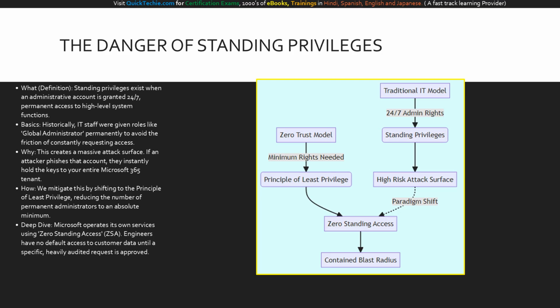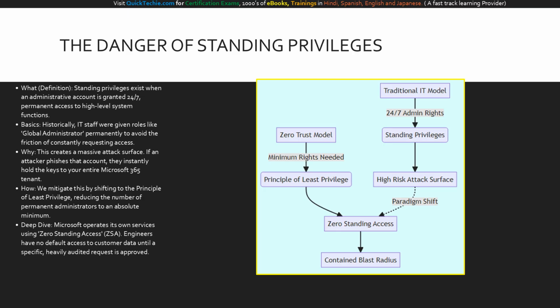The modern cybersecurity approach, deeply rooted in the zero-trust model, demands the principle of least privilege. This principle dictates that users should only hold the minimum permissions necessary to perform their exact tasks, and critically, only for the duration of that task. By shifting our mindset toward zero standing access, we effectively close the window of opportunity for bad actors. If an account is breached while the admin rights are dormant, the attacker is left holding a standard, unprivileged user account, completely containing the blast radius.